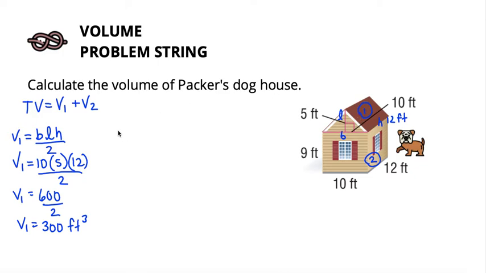Now I can calculate the volume of my rectangular base prism. So the volume of a rectangular base prism is length times width times height. So I'm going to use 9 as my length. I'm going to use 10 as my width, and I'll use 12 as my height. This is a 2, not a 1.